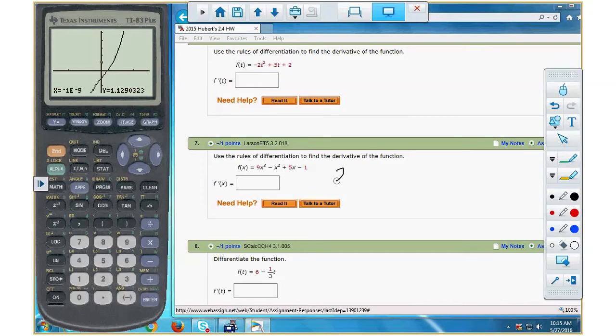27x squared minus 2x plus 5. And that parabola is going to be any point on this line right here. Now, when you get into cubic functions and your tangent is squared, you get into a little bit more abstract thinking.